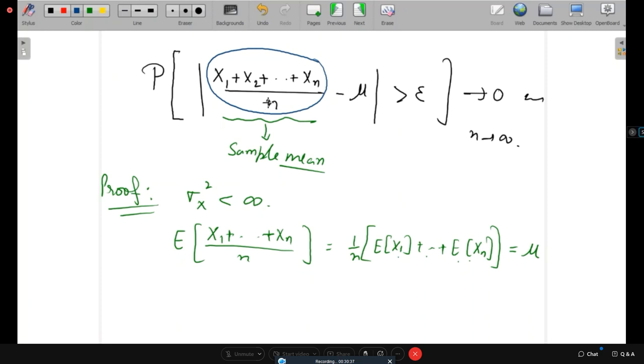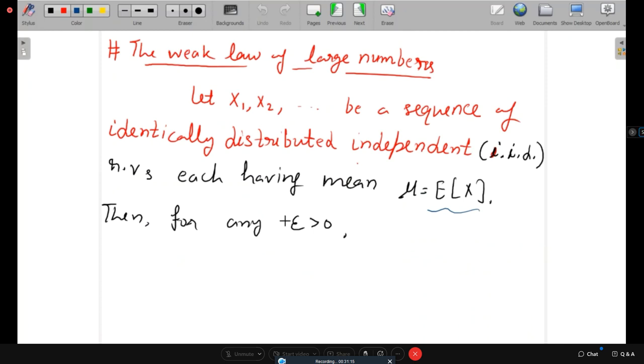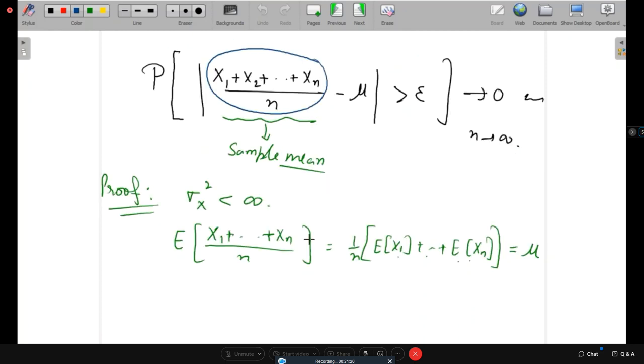So this is the original mean of each random variable, and this is nothing but the sample mean of the data. The probability that the sample mean is going apart from the mean, which was the mean for X1 or X2 or any one, because all are IID, is more than epsilon, that is, the distance is more than epsilon. That probability tends to zero as n tends to infinity. So if you take as large a number of samples as possible, it converges to this mean. You can take epsilon as small as possible, and the probability that it is less than or equal to epsilon is one. So the sample mean will converge to the original mean.